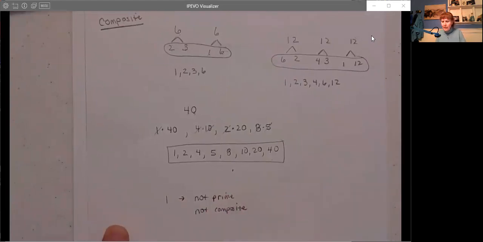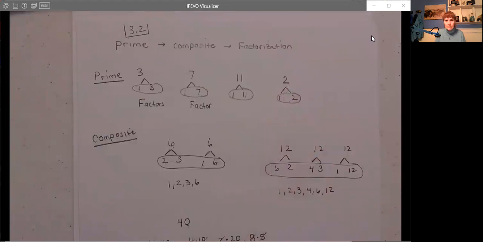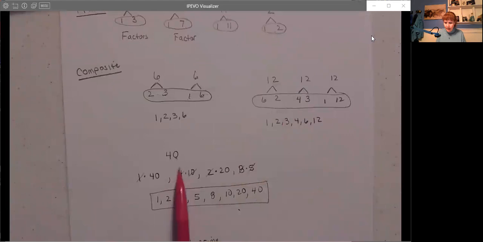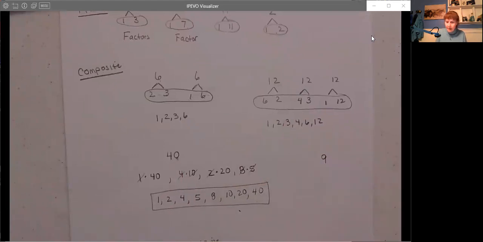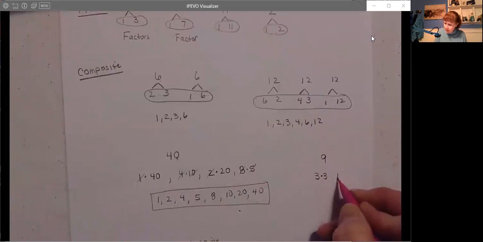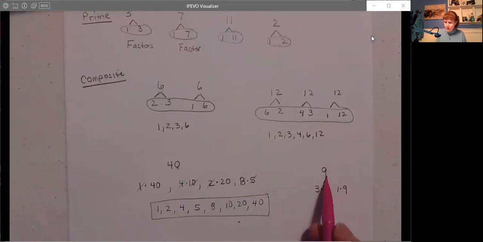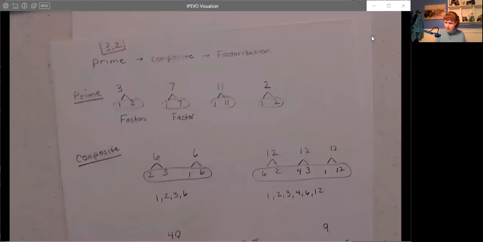And again, the only even prime number is 2. All the other evens will be composite. But then also some of the odds, like 9. 9 is a composite number because you've got 3 times 3 and 1 times 9. So some odds are composite, but these primes will be odd except for 2.